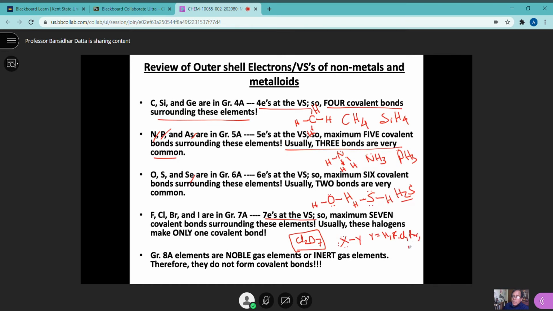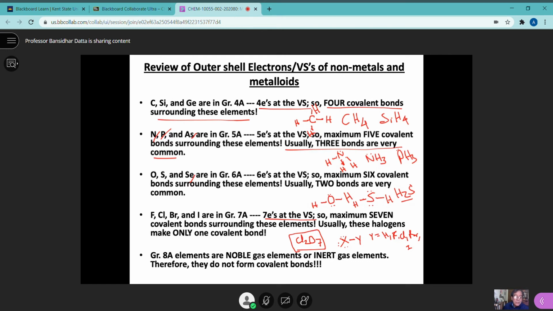Bromine, iodine, etc. It could be like that too. And it could be hydrogen. If it is hydrogen, you know, HCl, HBr, HI, etc., we already talked about it. So that's basically the number of elements, the number of electrons in the outer shell, and how many of them they can use maximum, and how many of them are routinely used, is given to you.